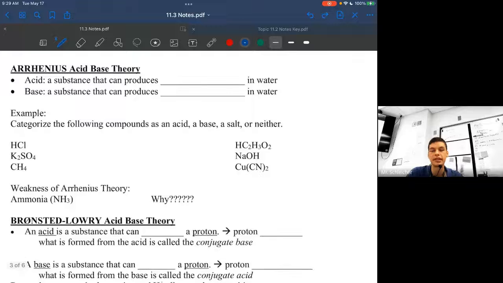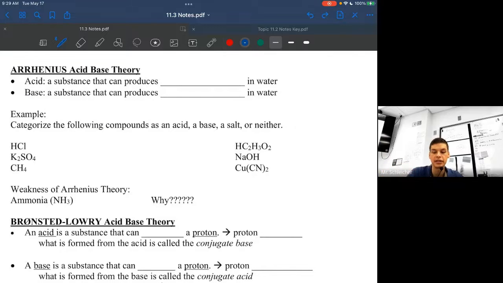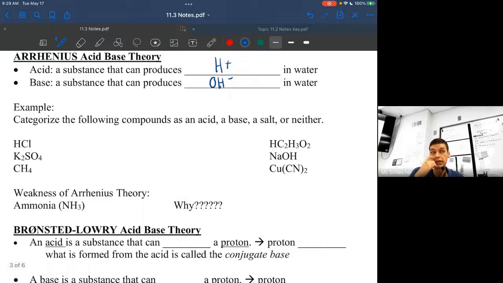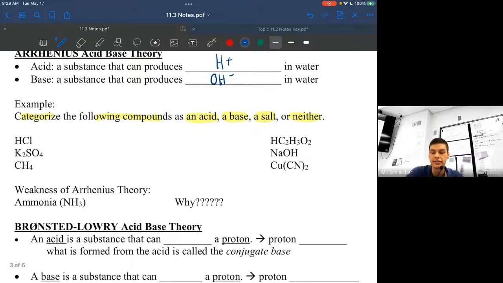So going down here to Arrhenius acid-base theory. An acid is any substance that can produce H plus in water. Often it'll be written with an H in front. And a substance that produces OH minus in water should be a base. It's a really, really simple theory to follow, and you can look at a chemical formula and tell if it's an acid or a base. So let's try to do that right now. Let's categorize the following compounds as an acid, a base, some salt, or neither. Neither meaning none of the above in this case.